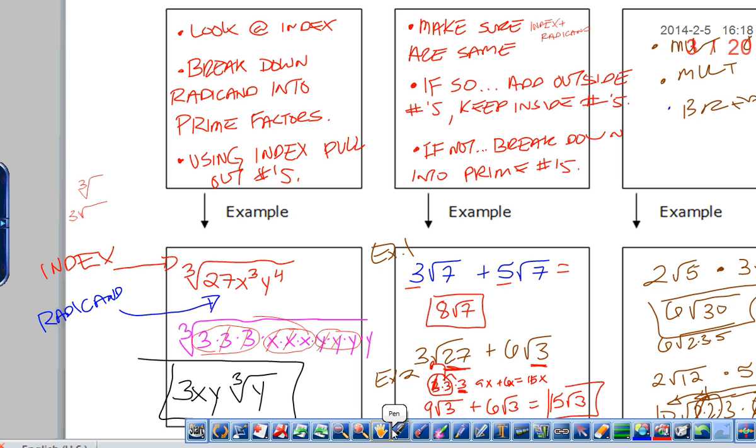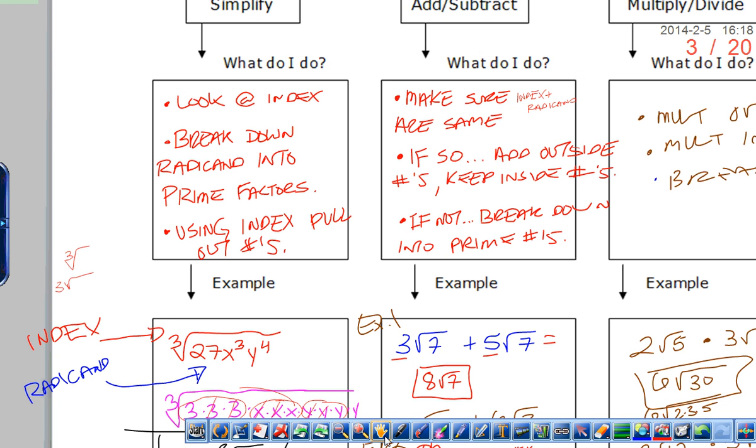Today we're doing a lot of stuff with radicals. On your notes, you've got all this filled out. The first thing we're going to do is talk about just simplifying. On your little table here, that's the first box. I'm going to zoom in so you can see, and then talk about each piece separately.